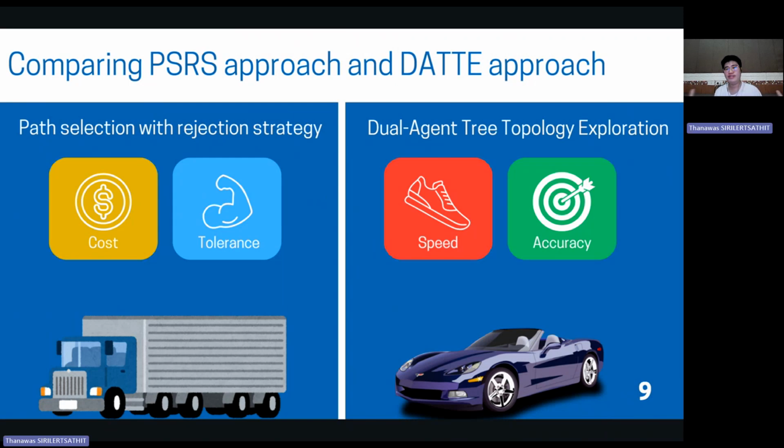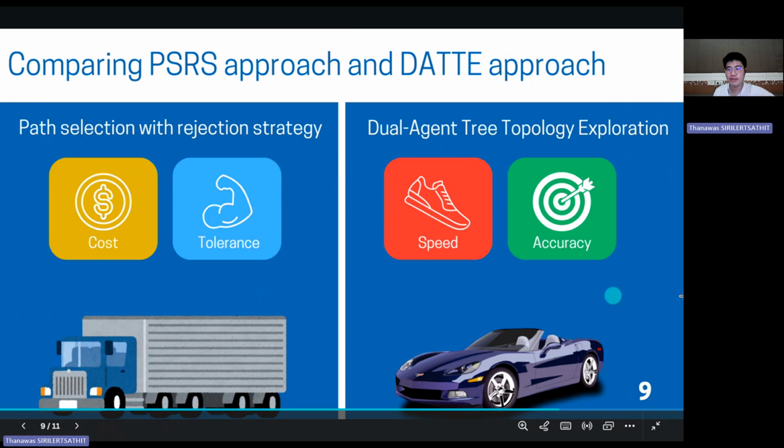So how is the first approach different from the second approach? The first approach does not require that much memory compared to the second one, and it is slow but steady. The second one uses high memory and complexity, but it is good for speed and accuracy. If you're comparing them, it is like a truck and a supercar.